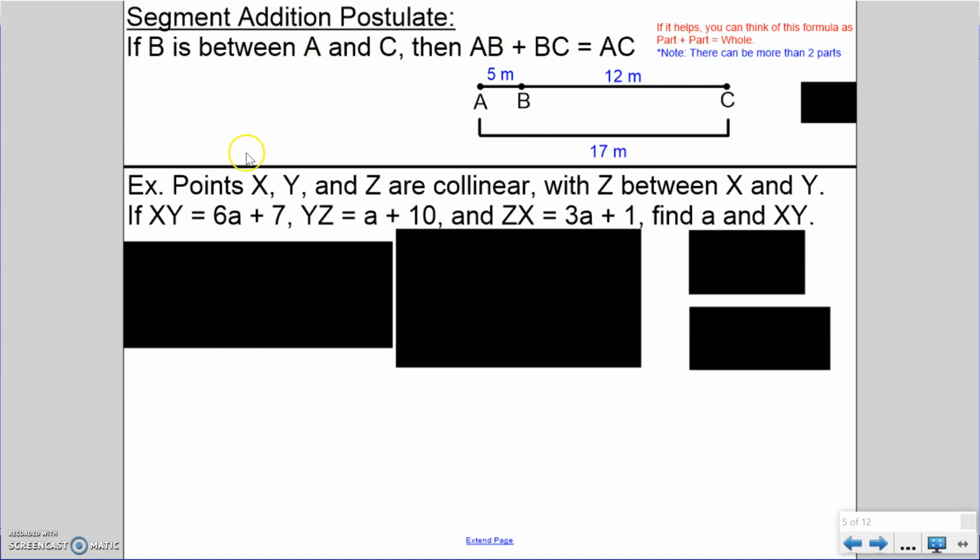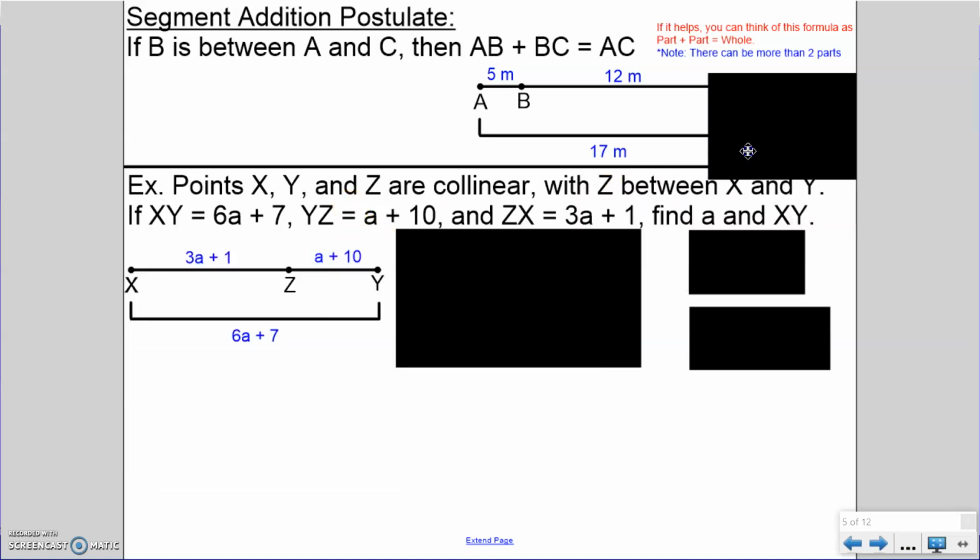So here's an example. If points X, Y, and Z are collinear, with Z between X and Y, if XY equals this, YZ equals that, and ZX equals that, find a and XY. So first let's draw the picture and draw it correctly. It says Z is between X and Y, so Z must be somewhere in there. All right? If you draw the picture incorrectly, then you'll get the whole problem wrong. So some kids just go X, Y, Z, and that's wrong. All right, you label it.